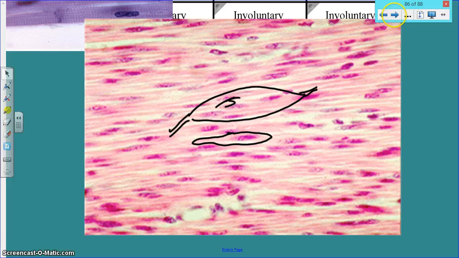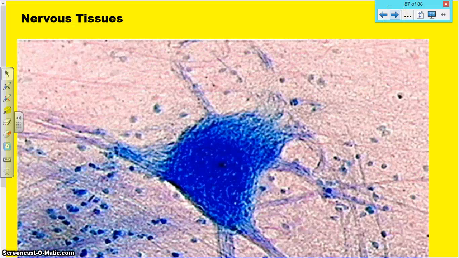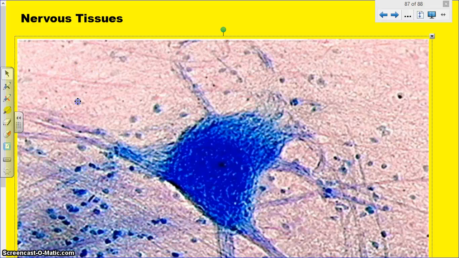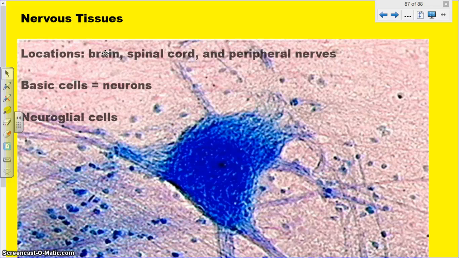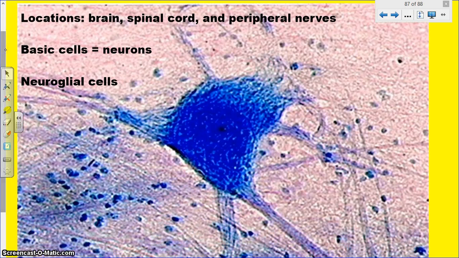All right. And our last type of tissue is nervous tissue. And nervous tissue is found in your nervous system. So it's found in your brain and spinal cord, both of which make up your central nervous system, as well as your peripheral nerves, which form the peripheral nervous system. The basic cells are called neurons. They're the ones that are capable of conducting nerve impulses.